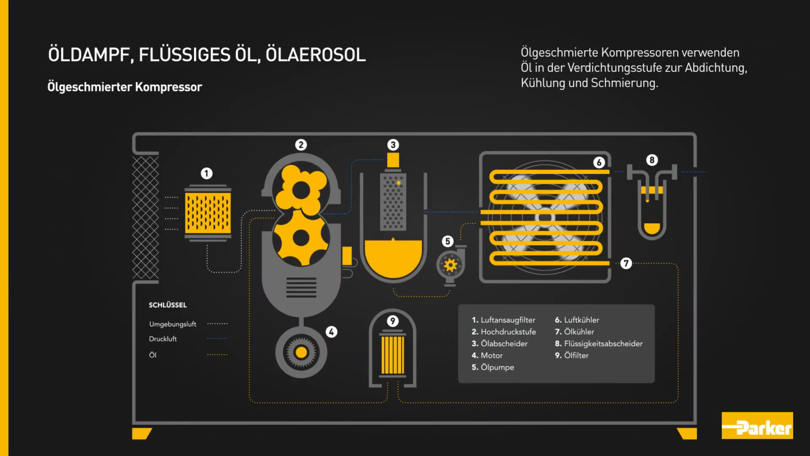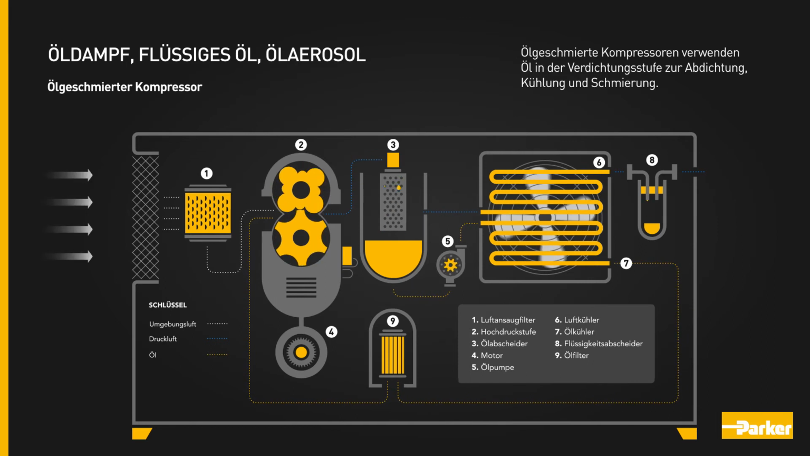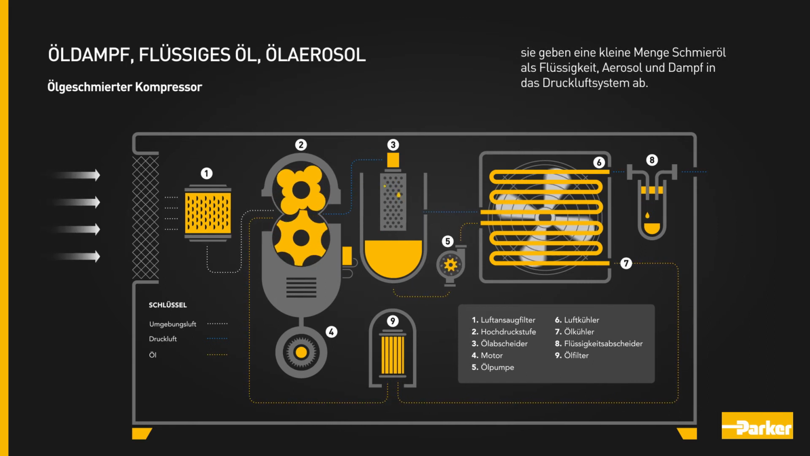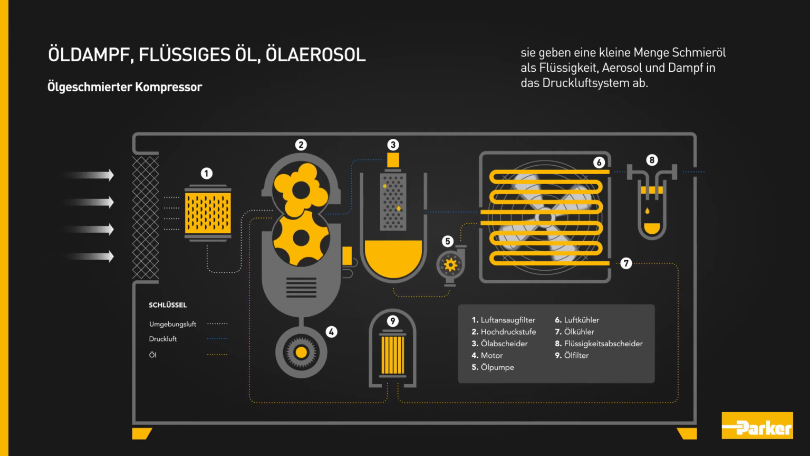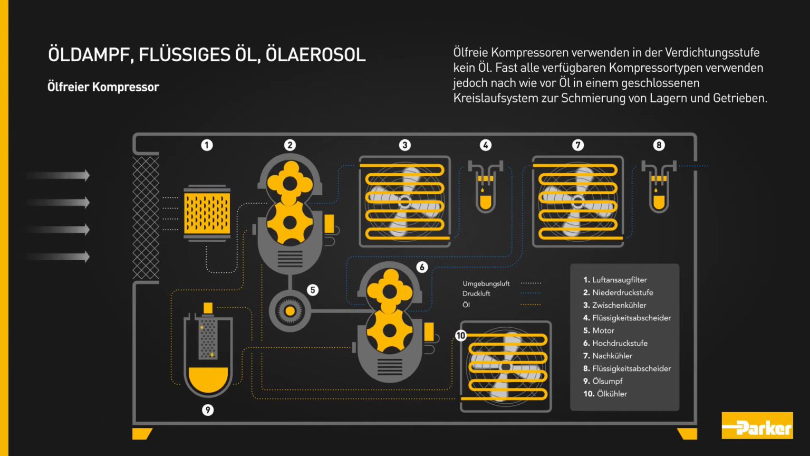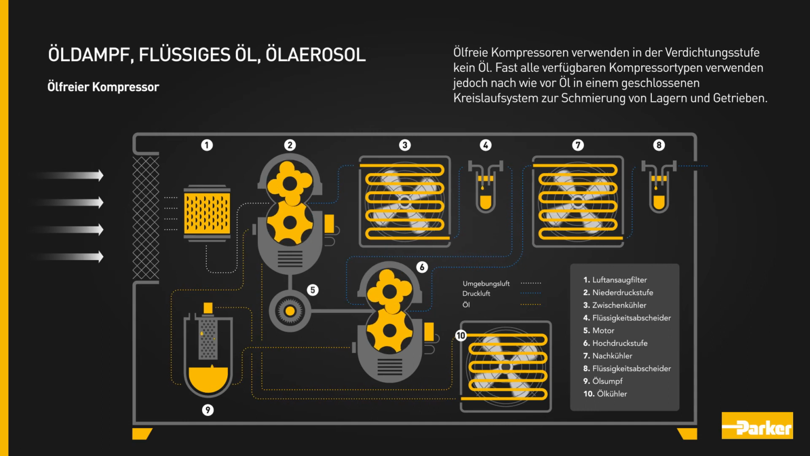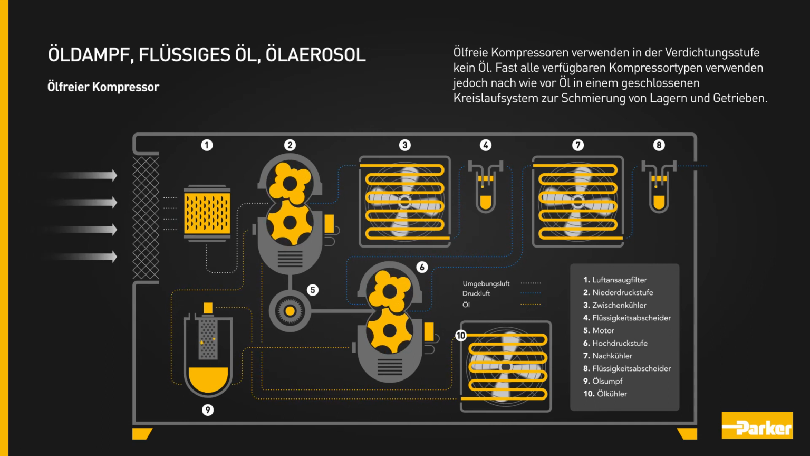Oil lubricated compressors use oil in the compression stage for sealing, cooling and lubrication. They allow a small amount of lubricating oil to be carried over into the compressed air system as liquid, aerosol and vapour. Oil-free compressors don't use oil in the compression stage. However, almost all types available still use oil in a closed-loop system to lubricate bearings and gears.